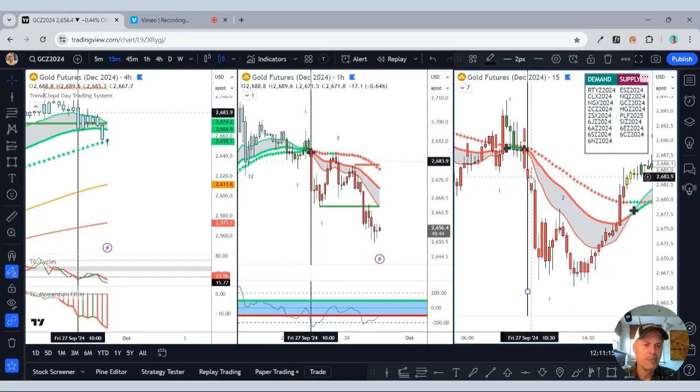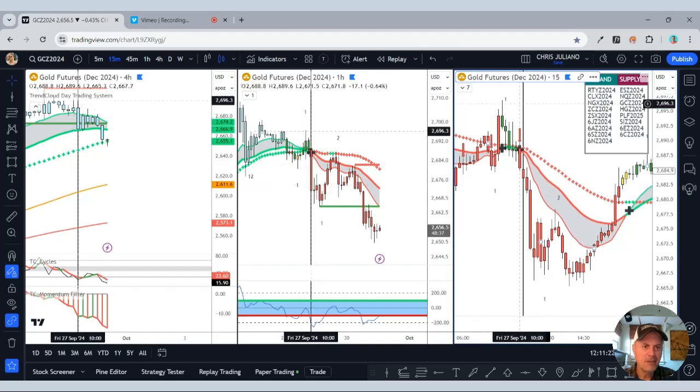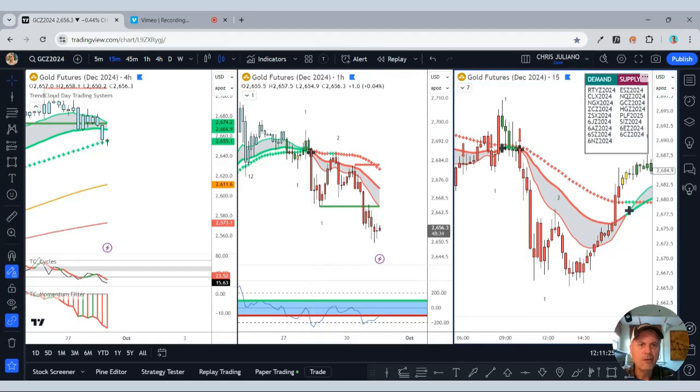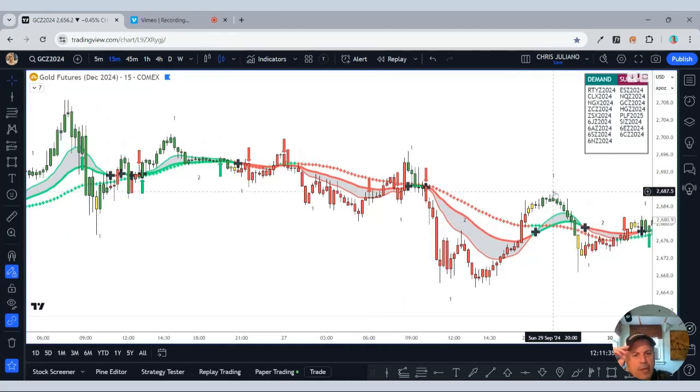And what does it do? Makes a really nice move, and then it pulls back. Let's get rid of that because it looks like a wick. Let's open this up, open up that 15-minute chart, and look at where this pullback comes and takes place. Beautiful.